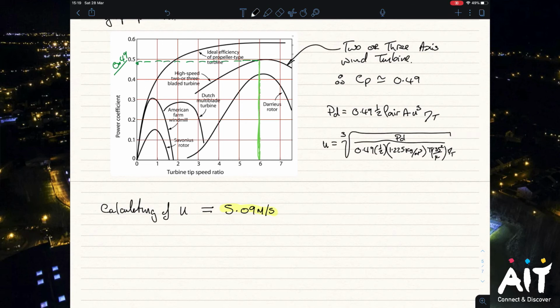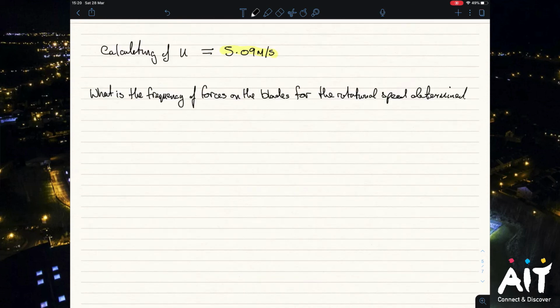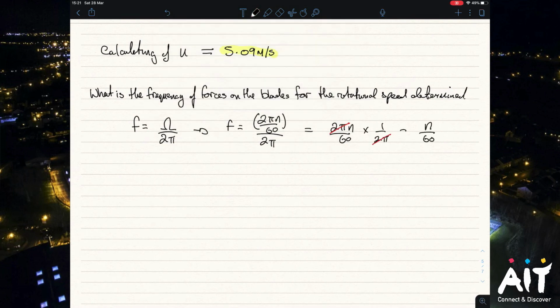The final part of this problem asks us to determine what is the frequency of the forces on the blades for the rotational speed determined. So the frequency is equal to omega divided by 2 pi. When we manipulate this formula, we're able to find that the frequency will be equal to n divided by 60. So now it's only a matter of substituting in our rotational speed of 39 and dividing it by 60 to find 0.66 Hertz.